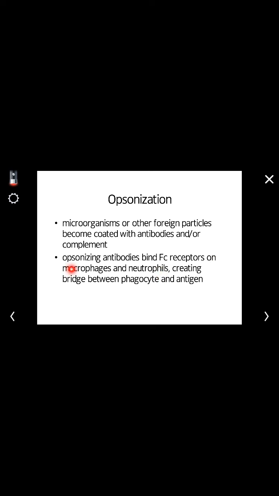So on their antibodies, I guess, receptors, antigen receptors. Opsonizing antibodies bind Fc receptors on macrophages and neutrophils, creating a bridge between the phagocyte and the antigen. So Fc receptors bind the opsonizing antibodies on macrophages and neutrophils, making a bridge between phagocyte and antigen so that phagocytosis can occur.